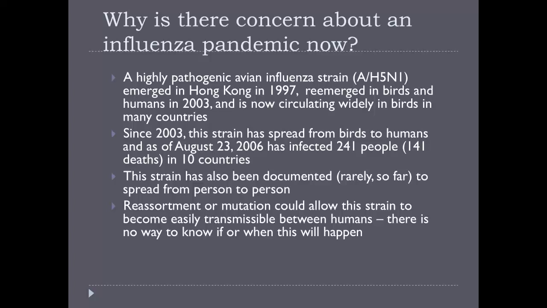But if it actually starts to spread, like we said, it spreads very fast, very quickly, very hard. If there are 241 people, they could spread it to 500 people, and then 500 more. It could be like the Ebola outbreak in 2014 that spread fairly quickly, and it took a long time to actually contain it. This could go much worse since it's airborne. The strain has long been documented to spread from person to person, so that is the major concern. Reassortment or mutation could allow the strain to easily become transmissible between humans. There's no way to know when and if this will happen, though.